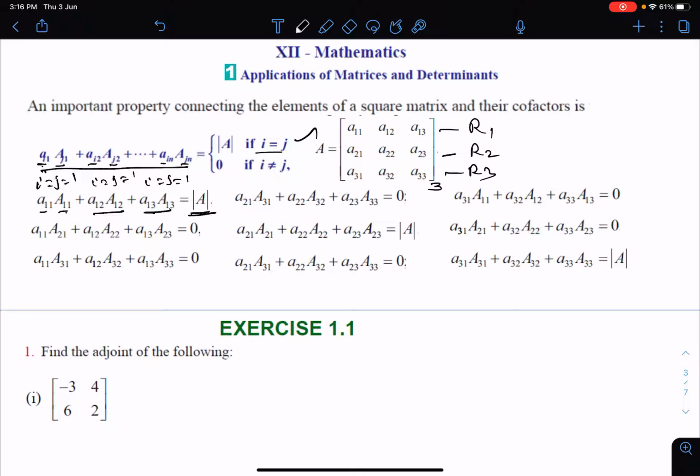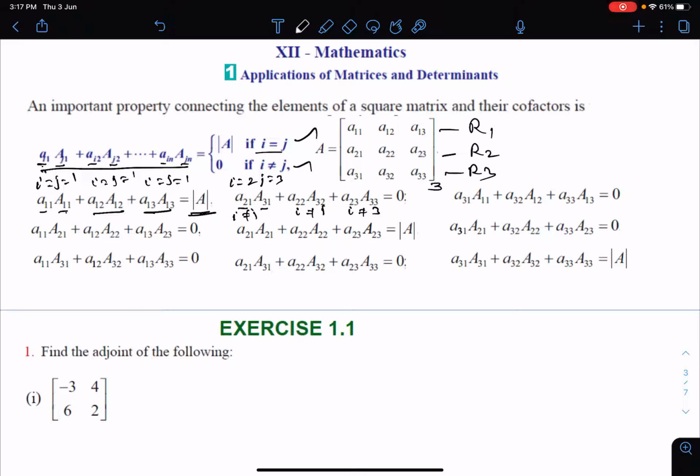Now, coming to the second row, you see a21. This is our second row. a21 capital A31, a22 capital A32 plus a23 capital A33. Now you see here i is 2 and j is 3. So i is 2, j is 3, so i not equal to j. Similarly here also i not equal to j, here also i not equal to j. Automatically you get this condition, so this is 0.